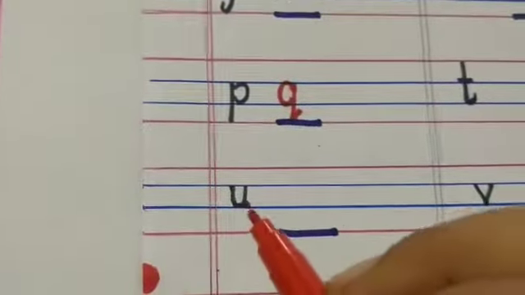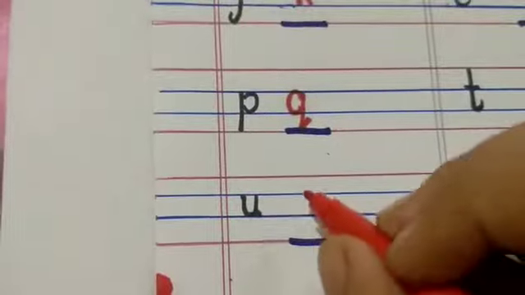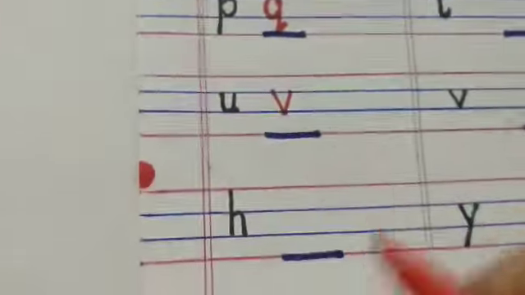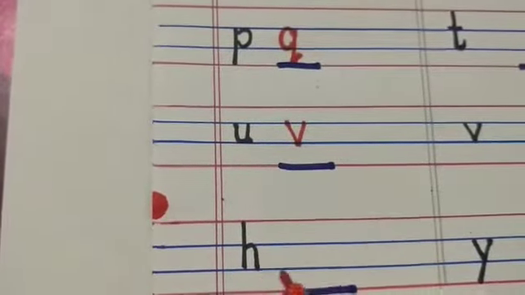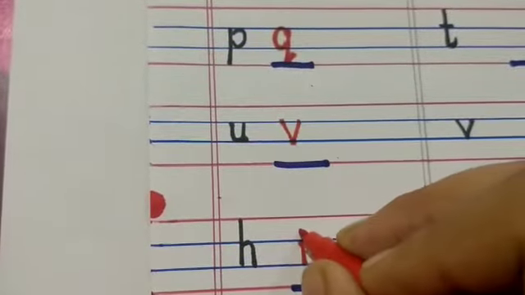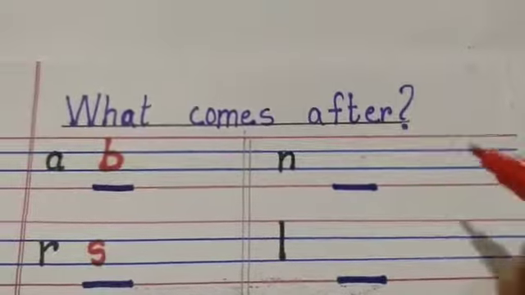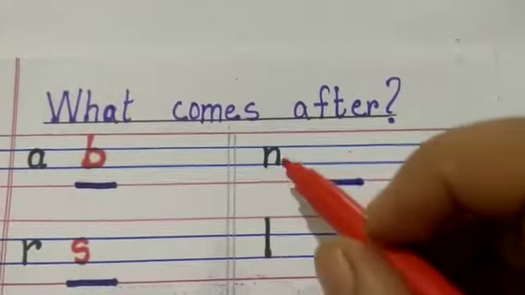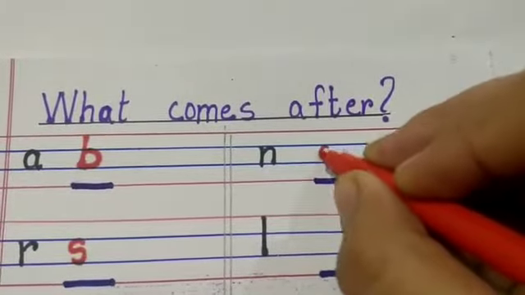Which letter is this? Small u. What comes after small u? Small v. We will write a small v. Which letter is this? H. What comes after h? I. Small i. N. Which letter is this? Small n. What comes after n? O.